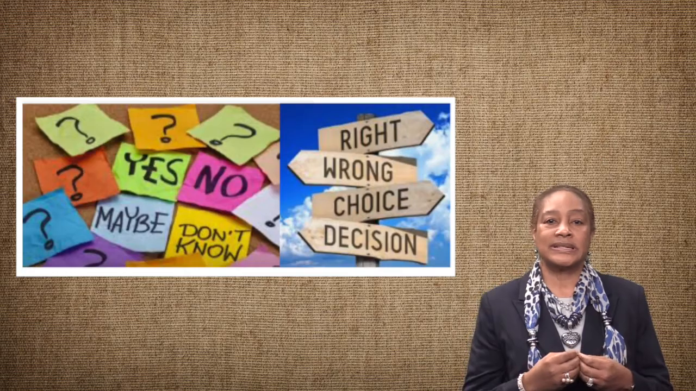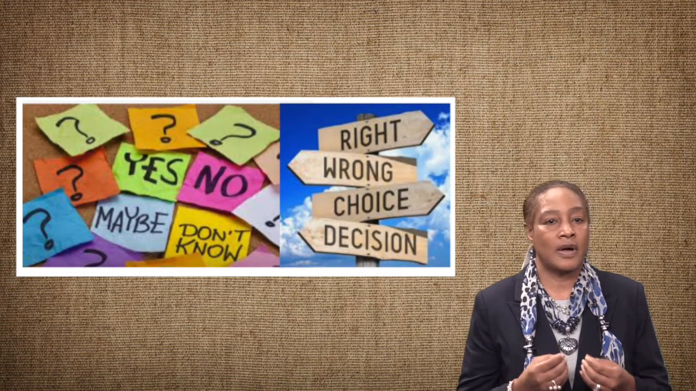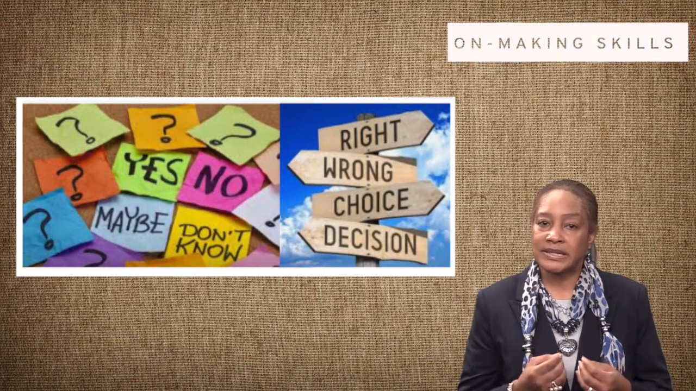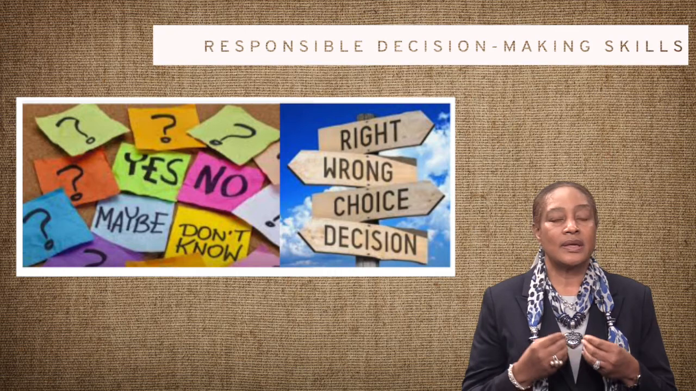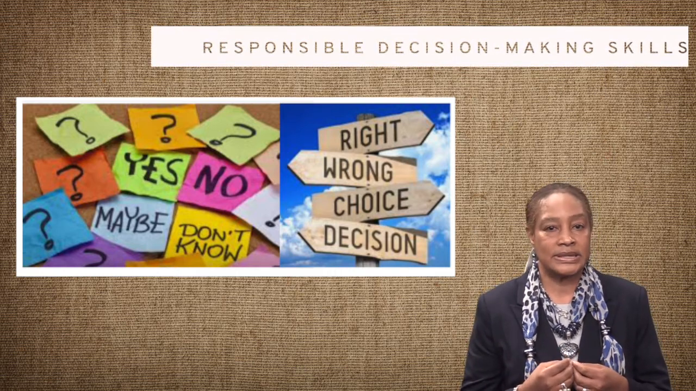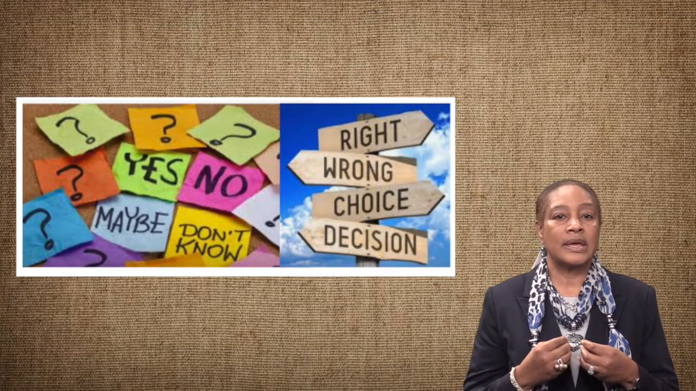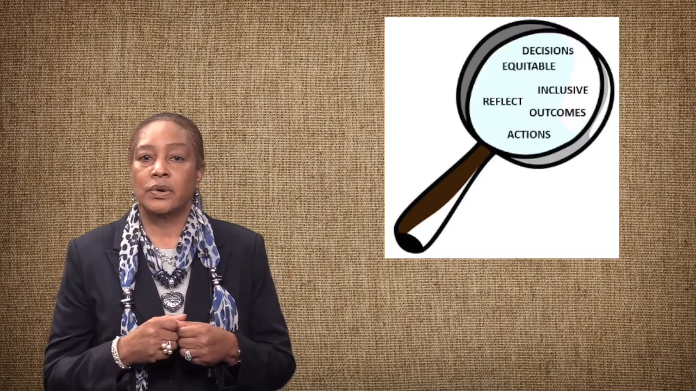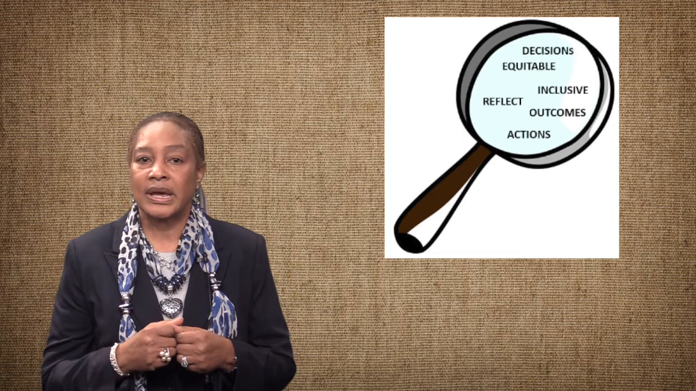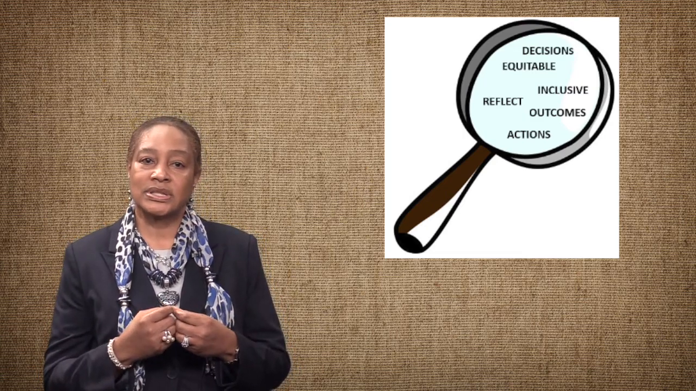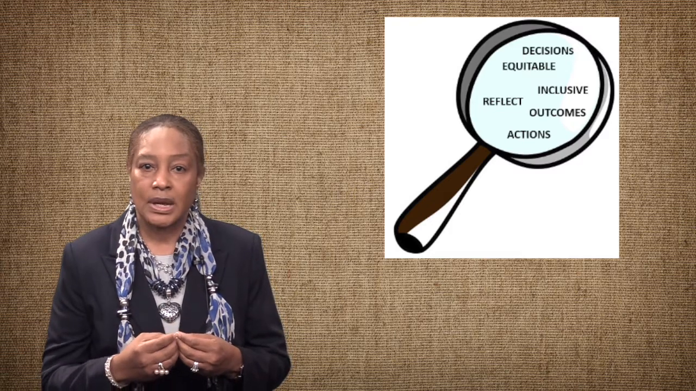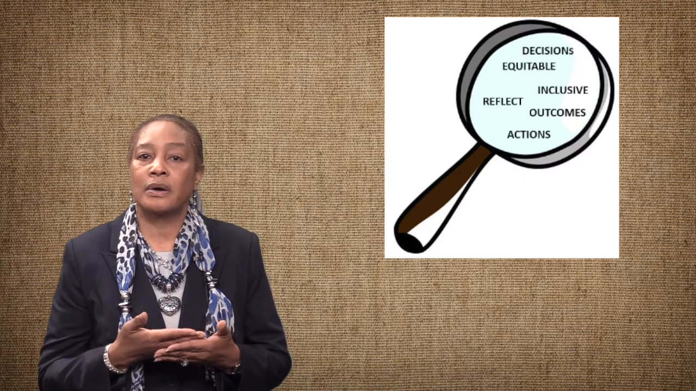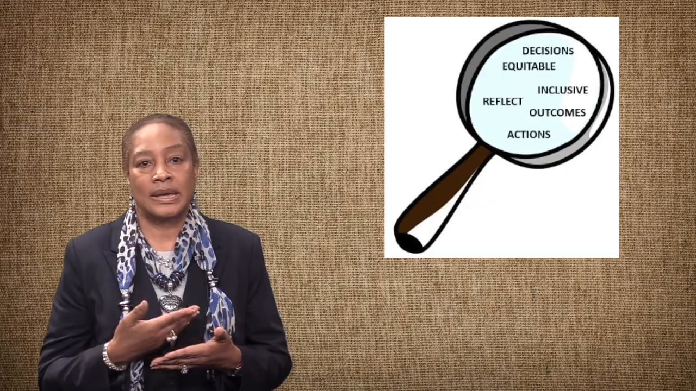The fifth core competency is probably the most important of all and requires all of the other competencies. It is responsible decision-making skills, which is the ability to make caring and constructive choices about personal behavior and social interactions across diverse situations. Through an equity lens, responsible decision-making skills can help adults and students make decisions that are inclusive and equitable, understand the systemic implications of different outcomes, and reflect on how actions and decisions can impact equity.